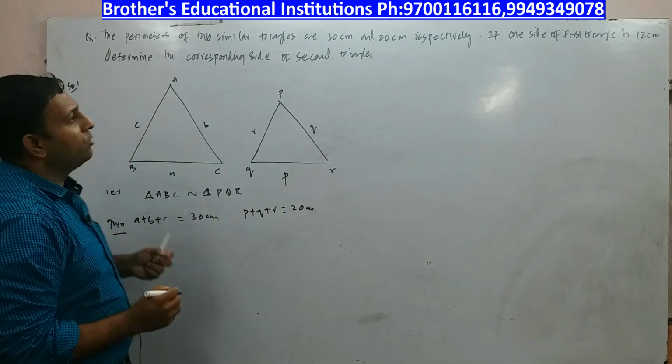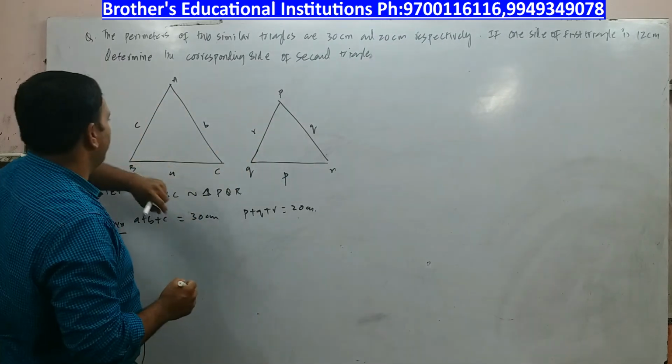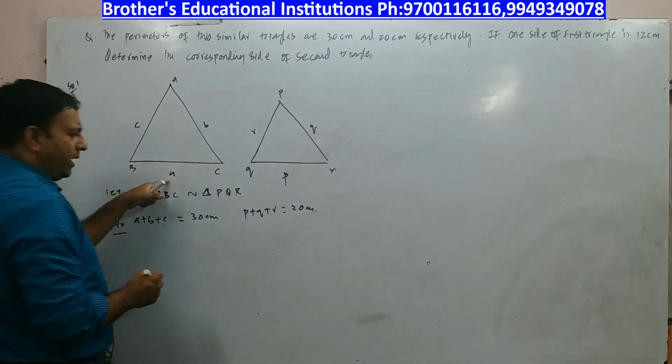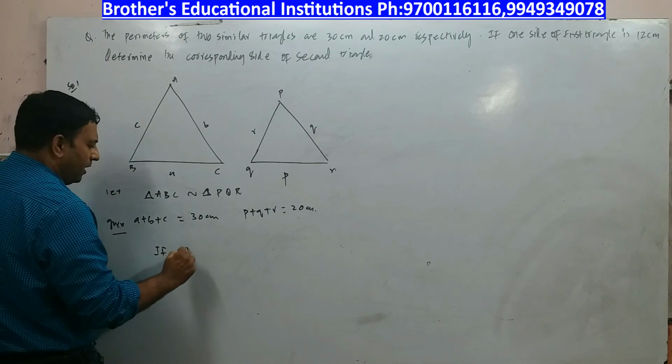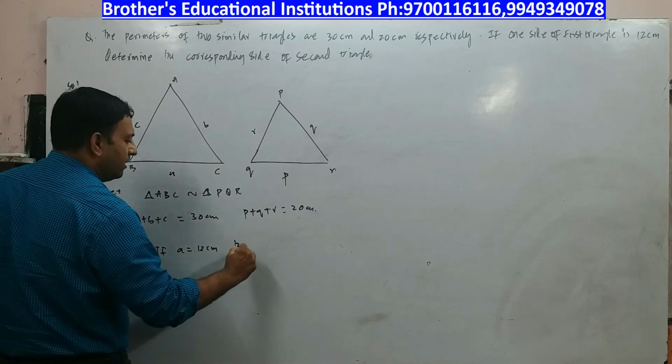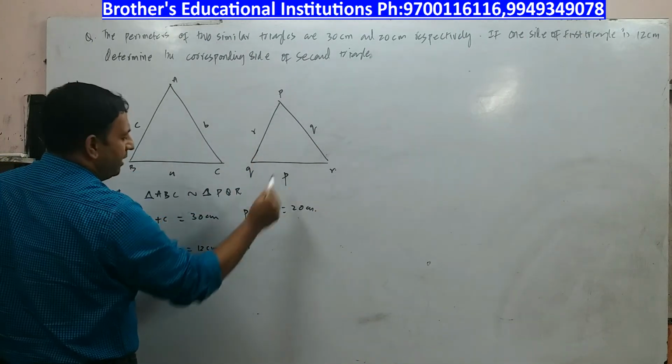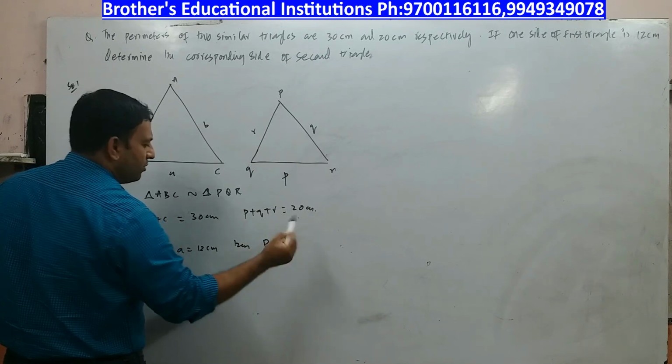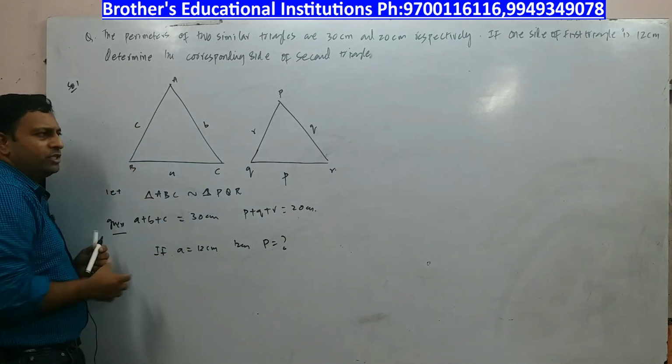Now, what is he asking you? If one side of a triangle is 12, let us assume A is 12. If A is equal to 12 centimeters, then what is the corresponding side? Then P is equal to question mark. This is the question. So I am sure you understood this problem, right?